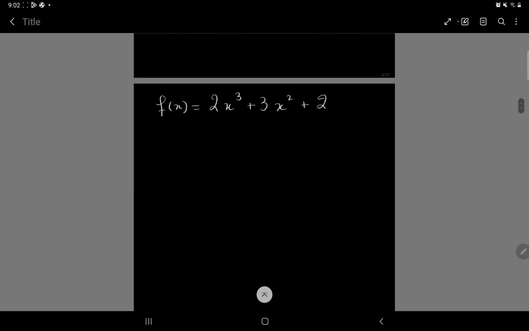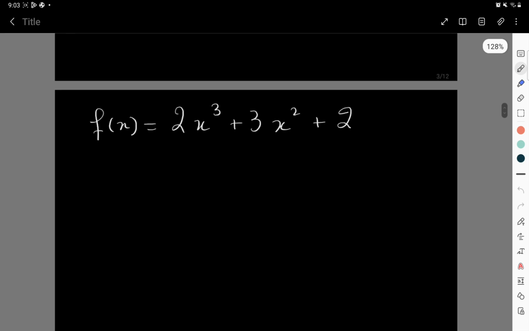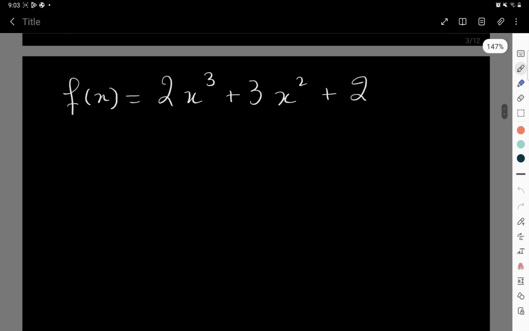So we'll use the definition to find the derivative of this function. This is a polynomial function, of course. Let's try and do this using the definition. First of all, f is defined on R because f is a polynomial, right? So it's defined everywhere.